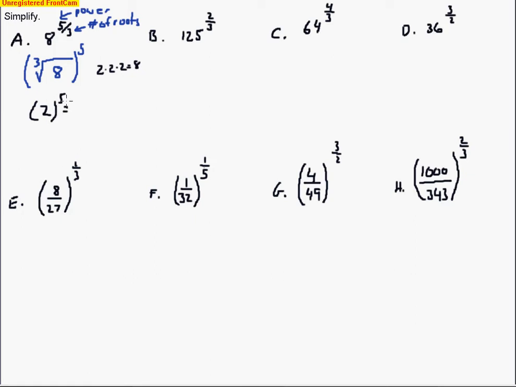Well, the 5 times, when we do 2 times 2 times 2 times 2 times 2, well, we know that 3 2's make 8, so let's just add on 2 more 2's. And 2 times 2 makes 4. And then multiplied by that 8 gives us 32. So 32 would be the number that we'd end up with there.